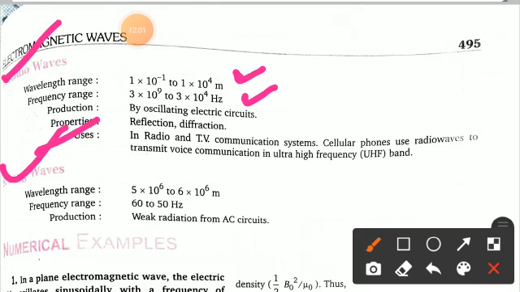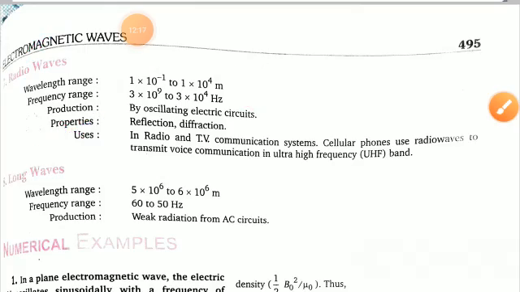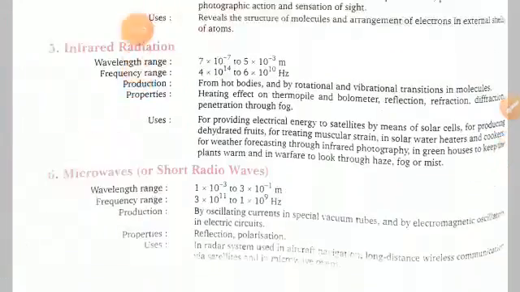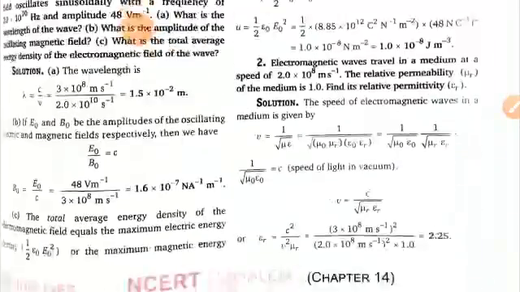Now come to the long waves. The wavelength is 5 into 10 to the power 6 to 6 into 10 to the power 6 meters, and the frequency range is 60 to 50 hertz. So these are the frequency and wavelength ranges of different waves. You have to remember all these because it is important and can also come in your examination.